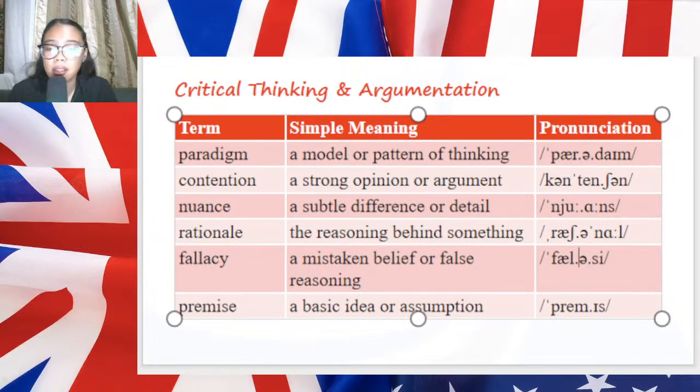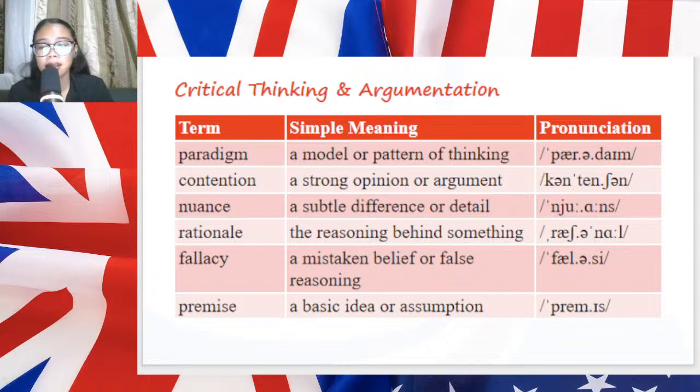Second syllable is mise. So there's a long E vowel sound here, and then it ends with a hissing sound, the letter S sound. All in all, this is premise. Again, premise. All right, so those are the words or the terms under critical thinking and argumentation. We have paradigm, contention, nuance, rational, fallacy, and premise.